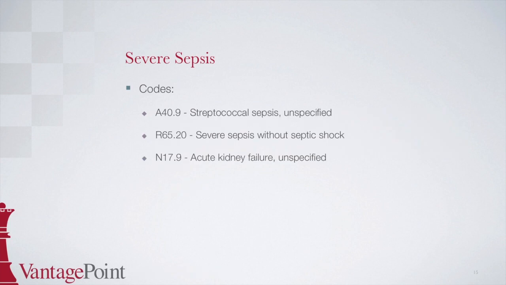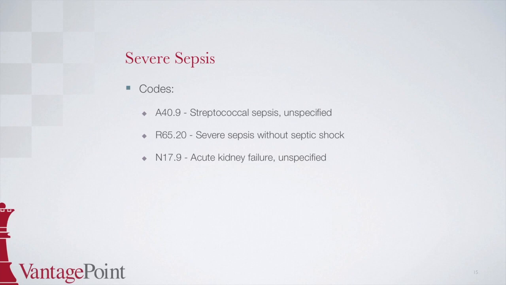So let's go over this example. Our first code is A40.9, streptococcal sepsis unspecified. To find this code, I started by looking up septicemia in the alphabetic index of my ICD-10 book and saw the note indented under septicemia, meaning sepsis, see sepsis. I therefore went to sepsis and then looked for streptococcal indented underneath. Since we don't know what specific kind of streptococcal infection the patient has, I had to choose A40.9. I then confirmed this code in the tabular index.